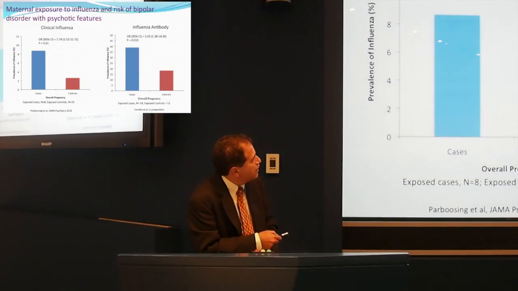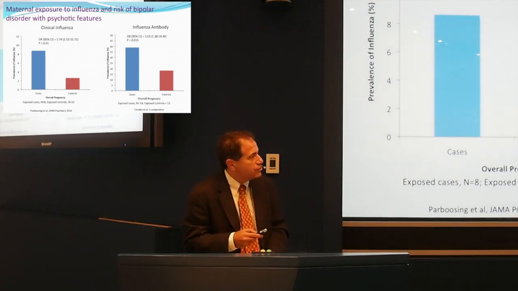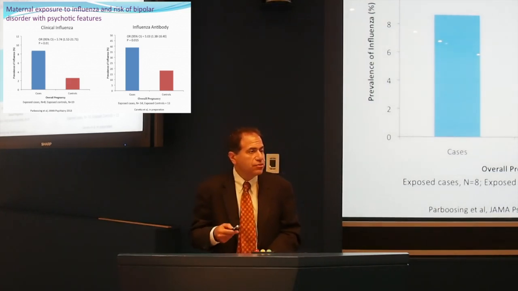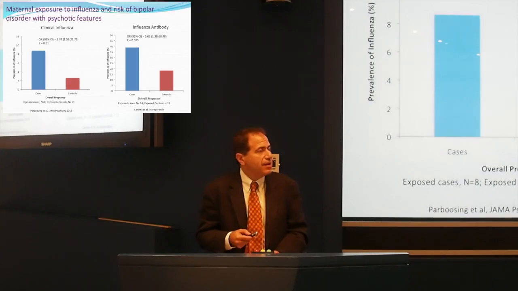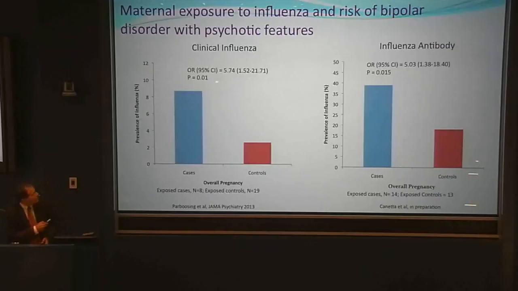Interestingly, we saw a very similar finding, nearly identical odds ratio, about a 5-fold increased risk, when we assayed the maternal serum for influenza antibody. So these actually were ascertained independent of one another, and yet we get very similar findings.